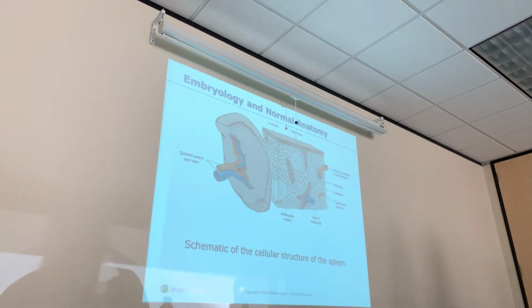So right here, this is the histology, or the tissue, of the spleen. All of this right here is the red pulp, which is 80% of the spleen. And then here's the white pulp, and it's separated by the marginal zone.